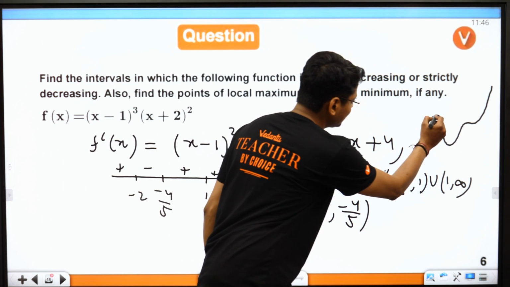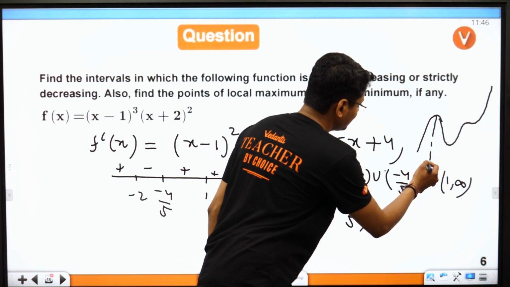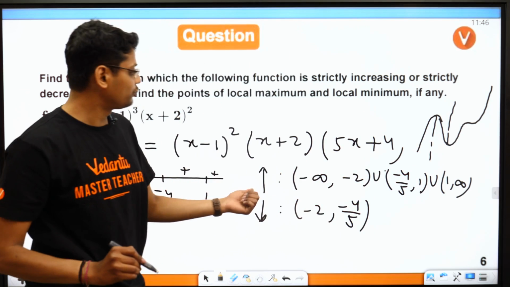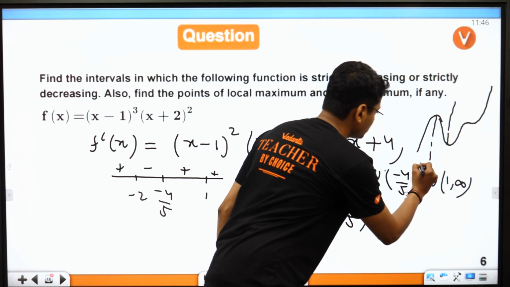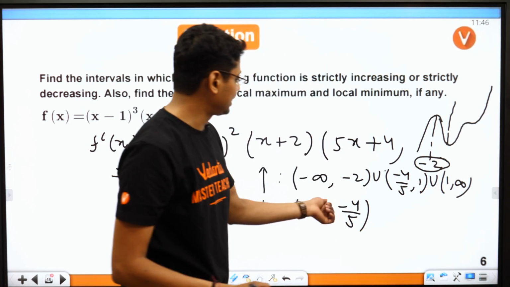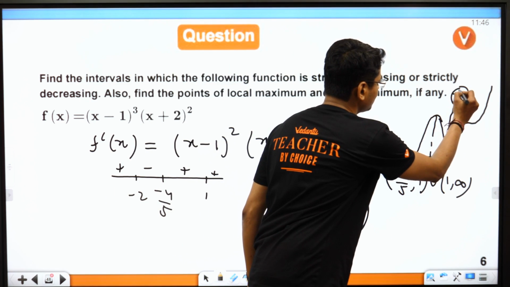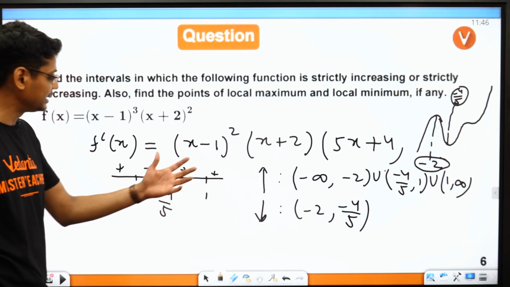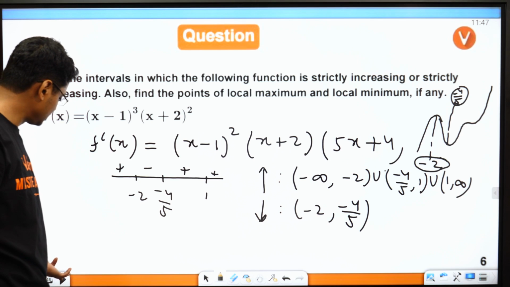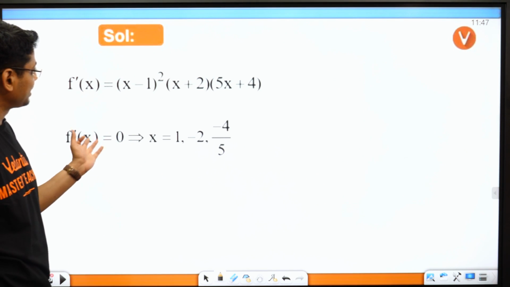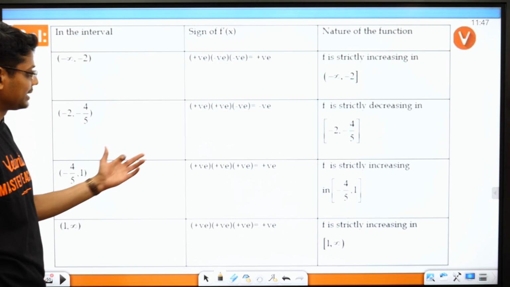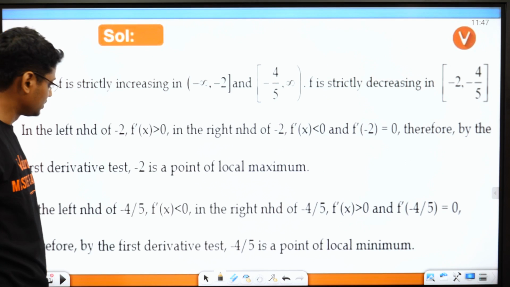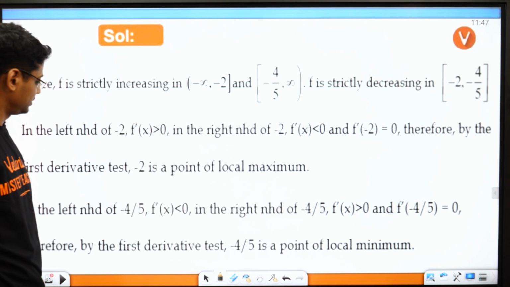So I can infer that I would get a maximum here and a local minimum here. So local maximum would occur at minus 2 and local minimum would occur at minus 4 by 5. That's it, and that can be reasoned using language. The same has been reasoned here. It has been expressed in tabular form, which you may not be able to see now. It would be anyway shared, and that's it.